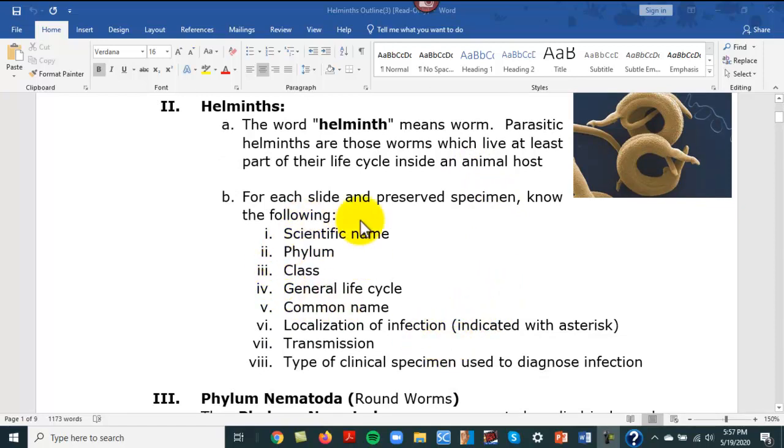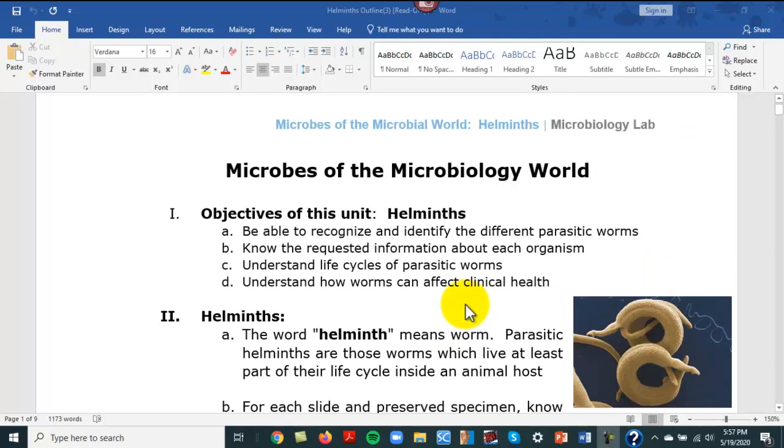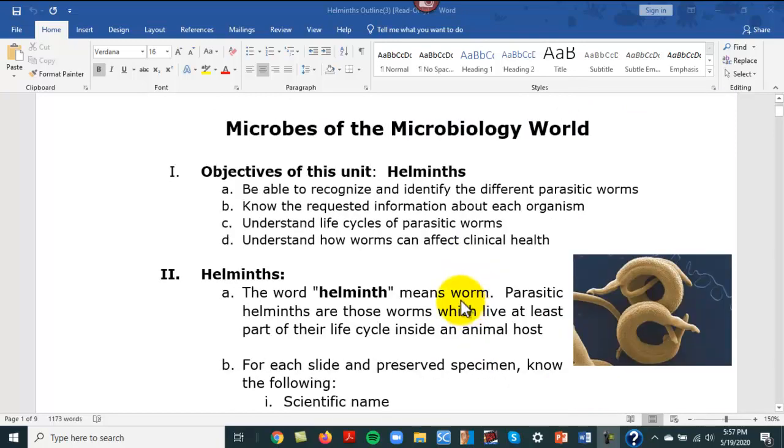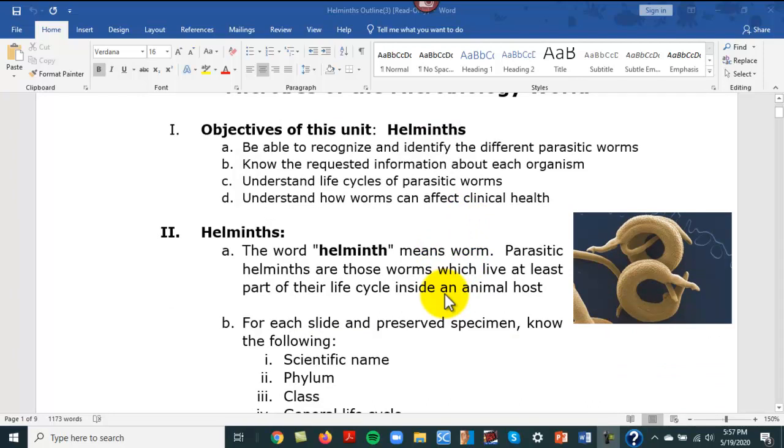But here are all the things you need to know about each picture: the scientific name, the phylum, the class, the general life cycle, common name, if there is one, localization, and I'll go through that in this video, transmission, and type of clinical specimen. But I'm not sure you could call these a disease as much as a condition they can cause. Yeah, they are parasites, not obligate, but they live at least part of their life cycle inside of an animal host.